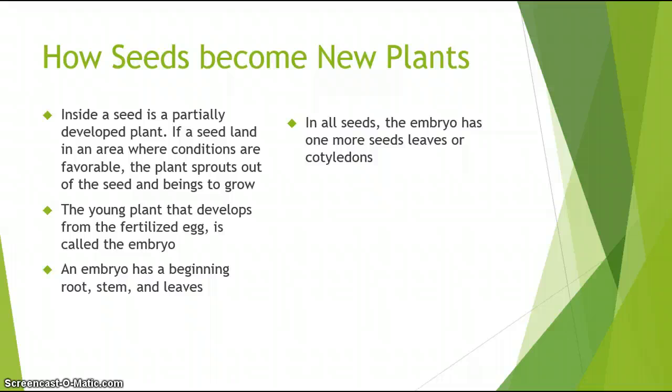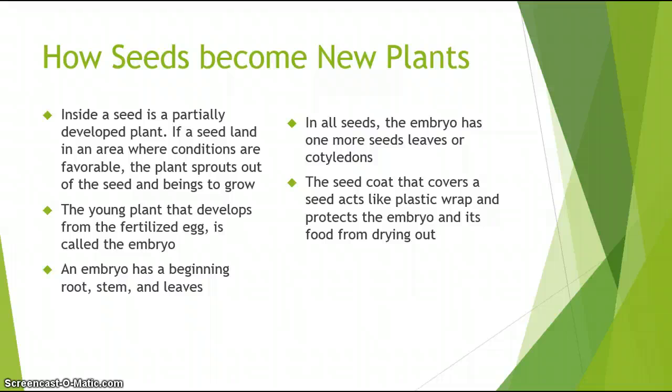In all seeds, the embryo has one or more seed leaves, or cotyledons. The seed coat that covers the seed acts like plastic wrap and protects the embryo and its food from drying out.